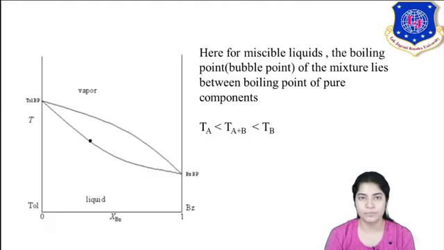So the boiling point or bubble point of that mixture lies between the boiling points of pure entities A and B. What are A and B? B is the boiling point of toluene and A is the boiling point of benzene. So for that mixture, my boiling point lies between those two ranges.